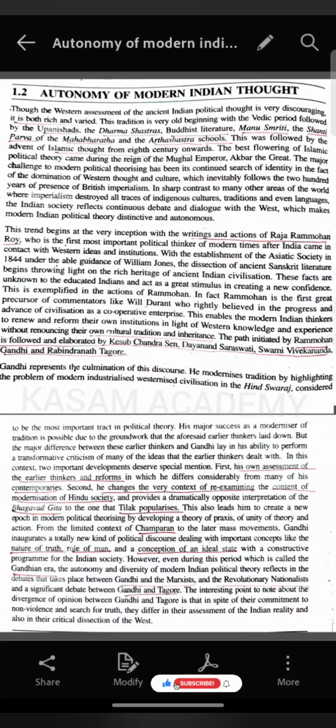The major challenge to modern political theorizing has been its continued search for identity in the face of the domination of Western thought and culture, which inevitably followed the 200 years of British imperialism. In sharp contrast to many other areas of the world where imperialism destroyed all traces of indigenous cultures, traditions, and even languages, Indian society reflects continuous debate and dialogue with the West, which makes modern Indian political theory distinctive and autonomous.